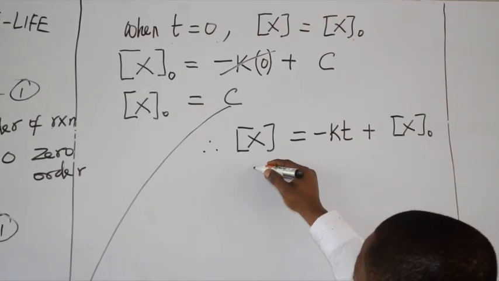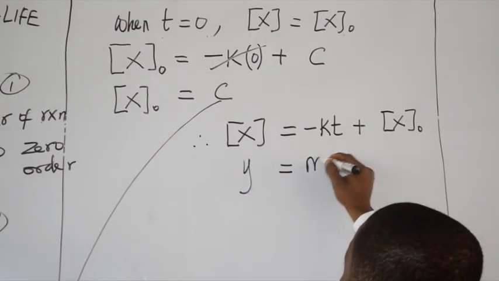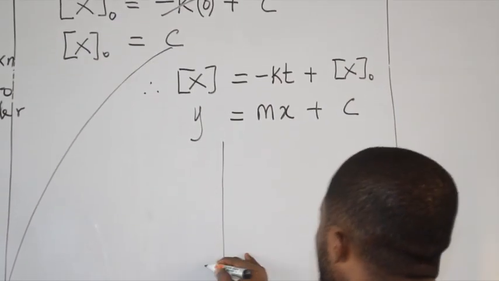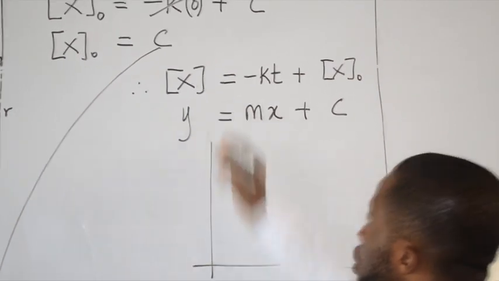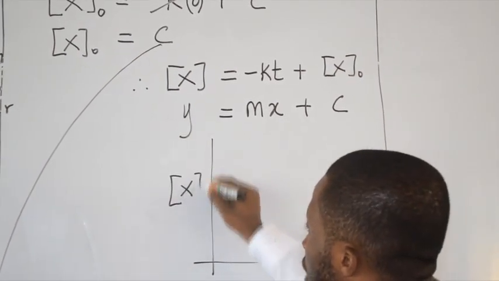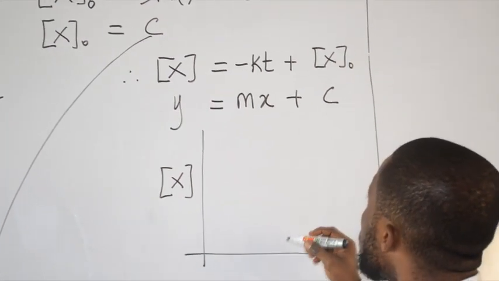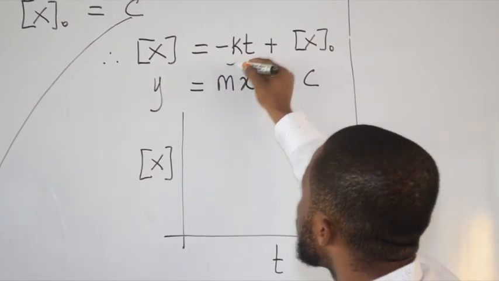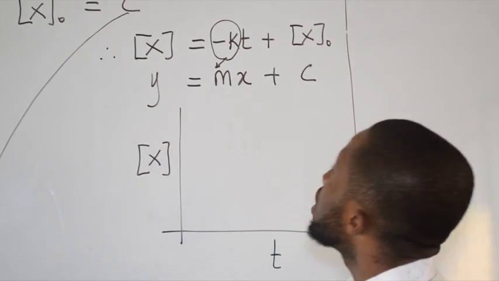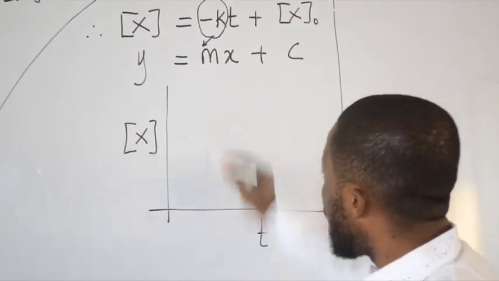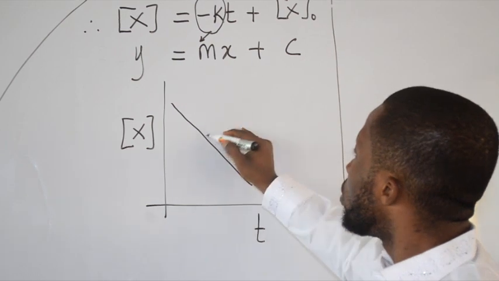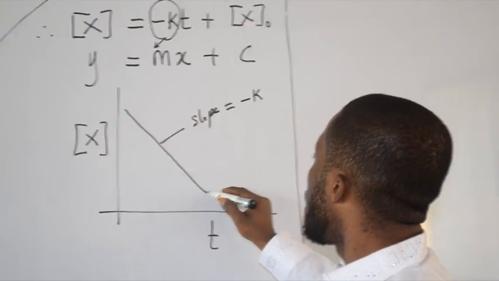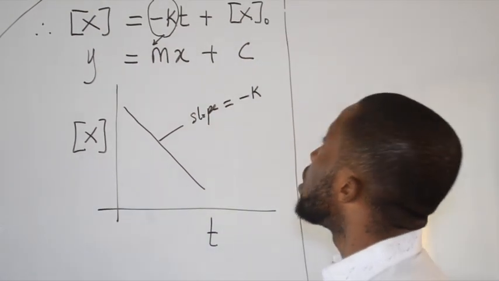meaning that for a linear graph you have y is equal to mx plus c. Meaning that if you draw a graph, you can determine these variables. If these are the final concentration of our reactant and we plot it against time, we have a negative slope. Of course, as you can see, our rate constant is negative, meaning that our graph will go this way. So the gradient, the slope of this, is negative k, and of course our intercept is this x naught.